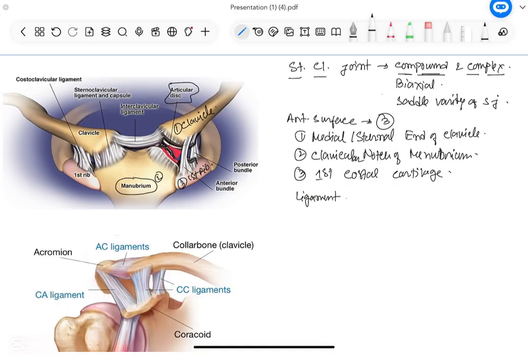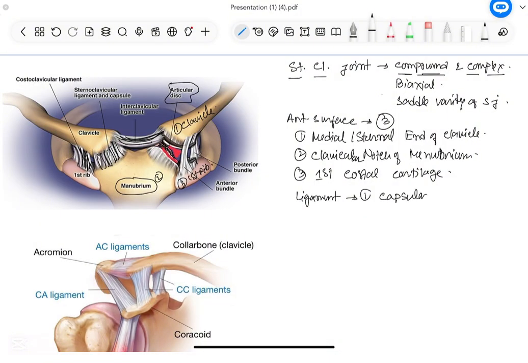Next question will come, what are the ligaments involved here? Now on screen you can see a ligament connecting the sternum and clavicle. The name of this is the sternoclavicular ligament. Then between the two clavicles there is also the attachment of a ligament. The name of that is the interclavicular ligament. And there is one more ligament related with the first costal cartilage, that is the costoclavicular ligament. And of course, as it is a synovial joint, there will be a capsular ligament also.